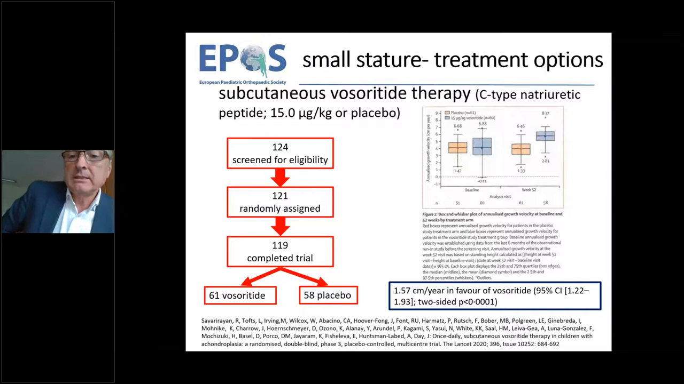Now, very new is this article on a phase three study of vosaritide therapy. That's the C-type natriuretic peptide, which has shown in animal studies quite a significant increase of length of the bones. They found that there was a 1.57 centimeter per year increase compared to the placebo group if vosaritide was used. So this is probably or possibly the new incoming treatment.